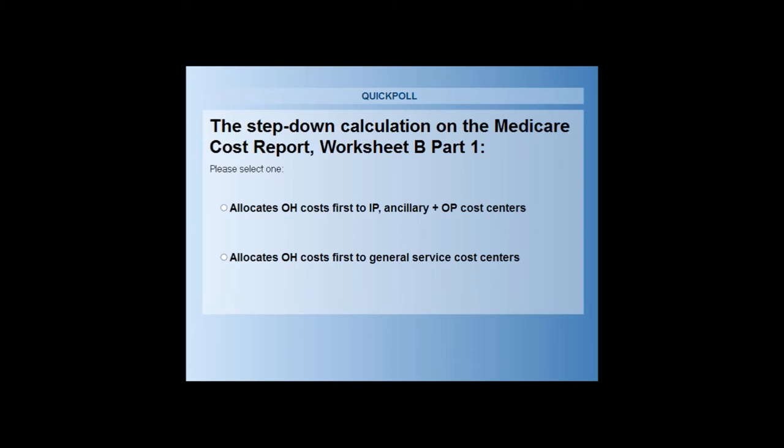All right. What do you allocate to first is really the question. You first allocate to other overhead departments, which would be B, or do you first allocate to revenue-producing departments, namely inpatient, ancillary, outpatient? That would be answer A.